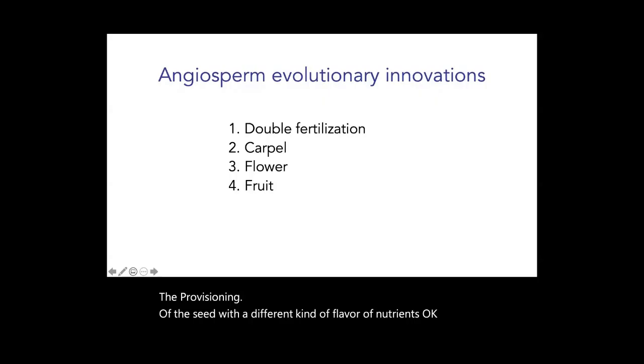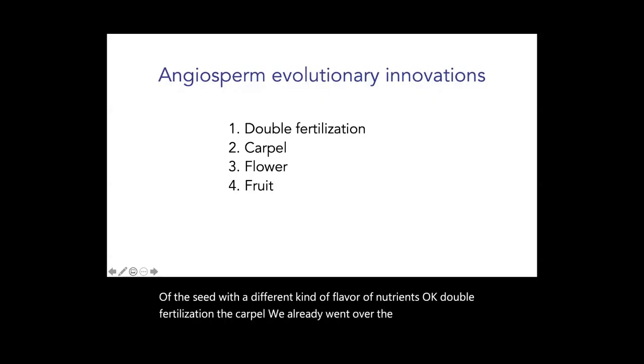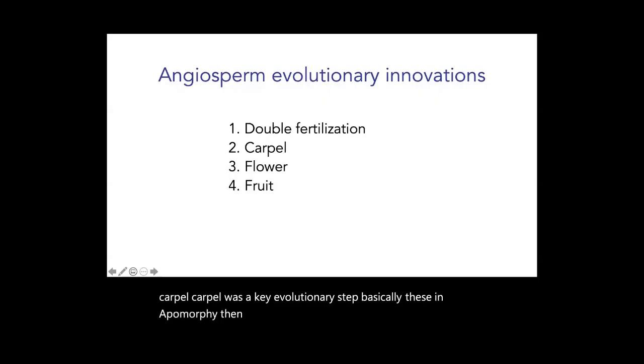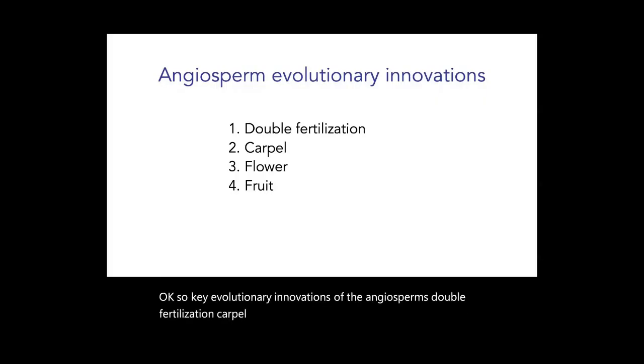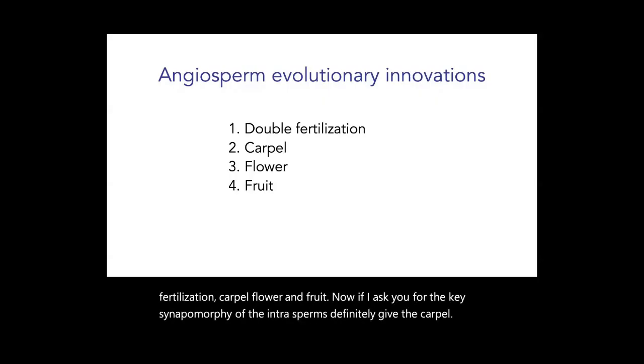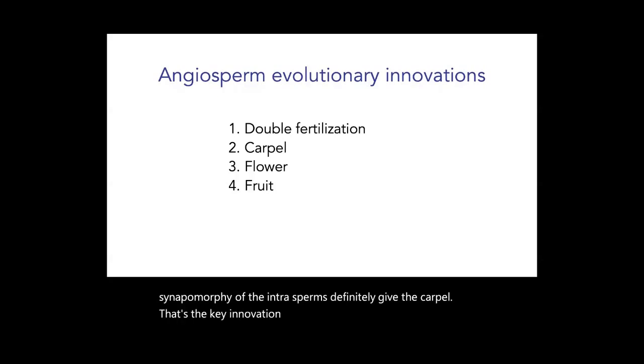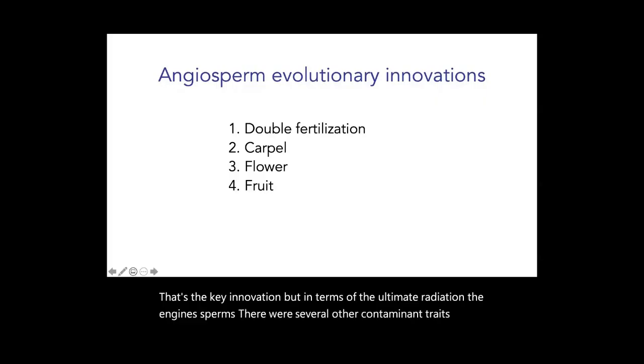Double fertilization. The carpel, we already went over the evolution of the carpel. Carpel was a key evolutionary step, basically the synapomorphy of the angiosperms. But also the flower, the structure of the flower itself, as well as fruit. Okay, so key evolutionary innovations of the angiosperms: double fertilization, carpel, flower, and fruit. Now, if I ask you for the key synapomorphy of the angiosperms, definitely give the carpel. That's the key innovation. But in terms of the ultimate radiation of the angiosperms, there were several other concomitant traits: double fertilization, flower, and the fruit.